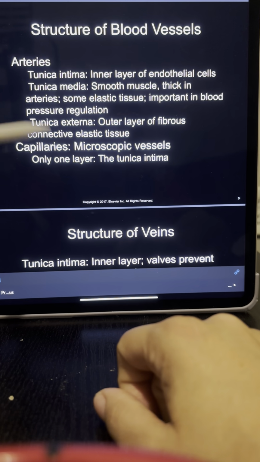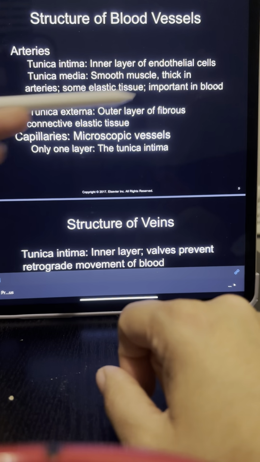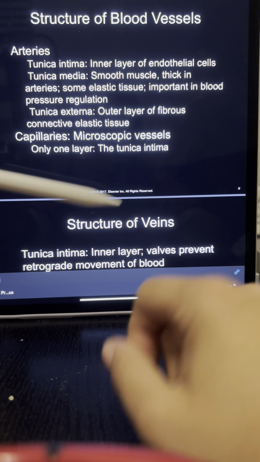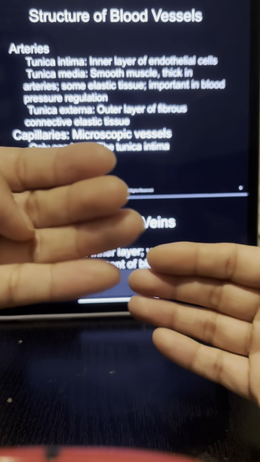Then you have your capillaries. Remember, it goes from arteries to arterioles to capillaries. These are very, very small vessels, and they only contain 1 layer. We call it the tunica intima, and I assume that's because it's made of endothelial cells as well, most likely. But again, 1 layer because this allows for gas exchange, nutrient exchange.